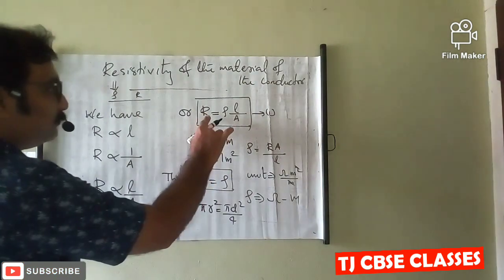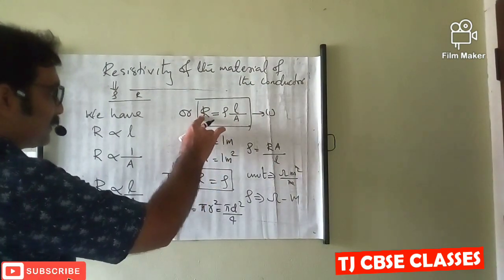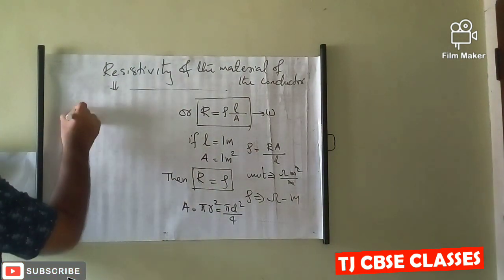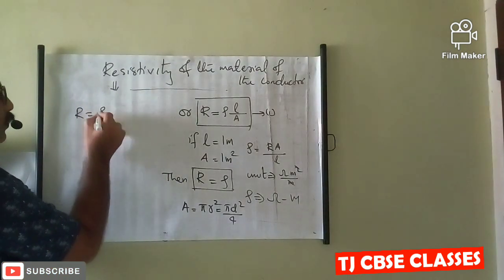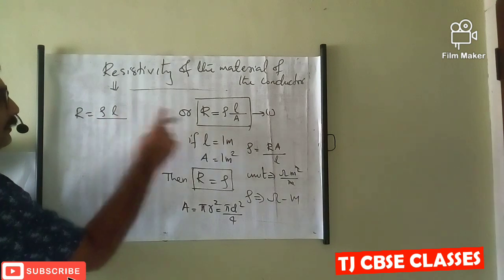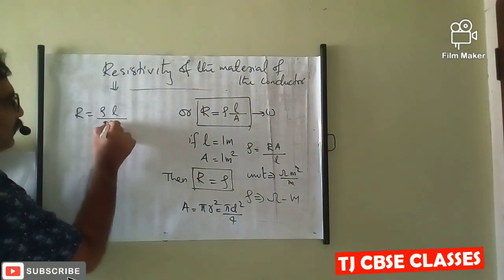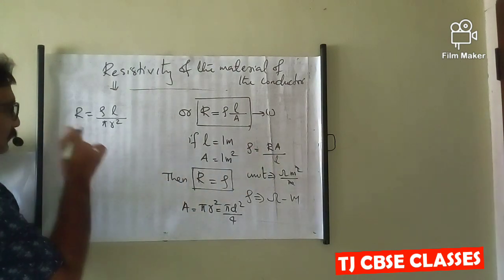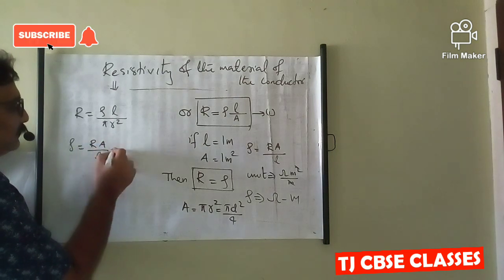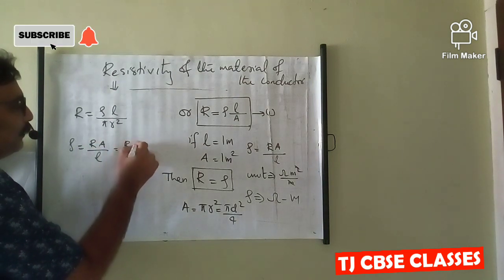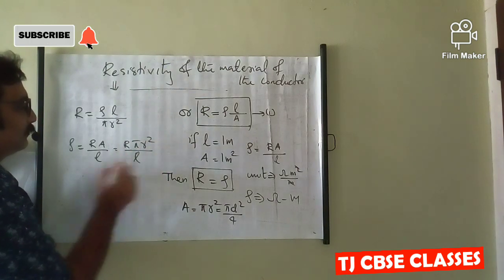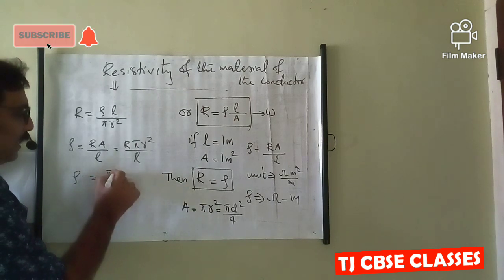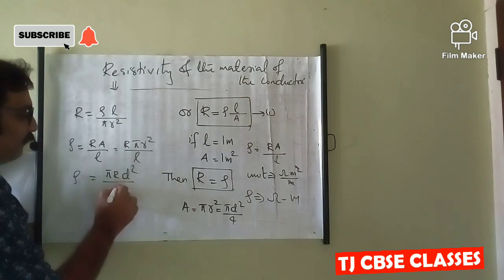Okay, then the resistance of the wire R equal to rho into L by pi r square. Then take this equation, rho is equal to R A by L. Instead of A it is R pi r square by L. Or else in terms of diameter, rho equal to R pi d square by 4L.